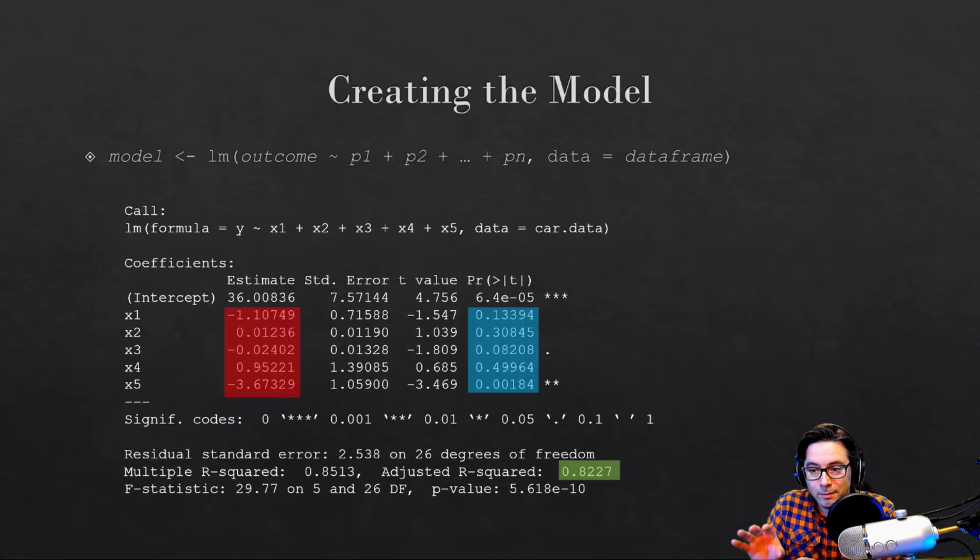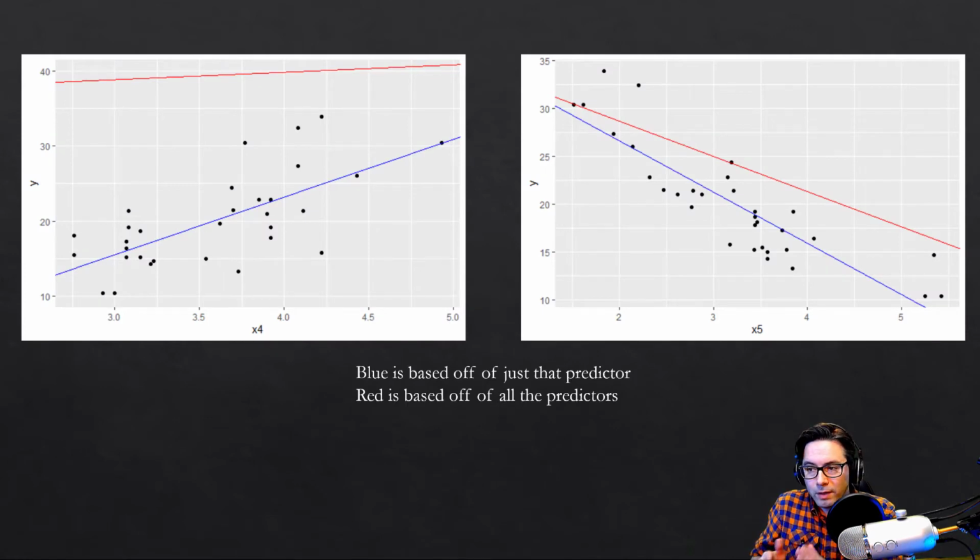What I did was I said, from this model, for x4 and x5, we're going to create a line with the intercept, which is about 36, and for x4, the slope is 0.95, whatever. And then for the other one, the one on the right, we have x5, the intercept is still 36, and the slope will be negative 3.67329. It's the value right here. That's what those red lines are, respectively, in terms of x4 and in terms of x5.